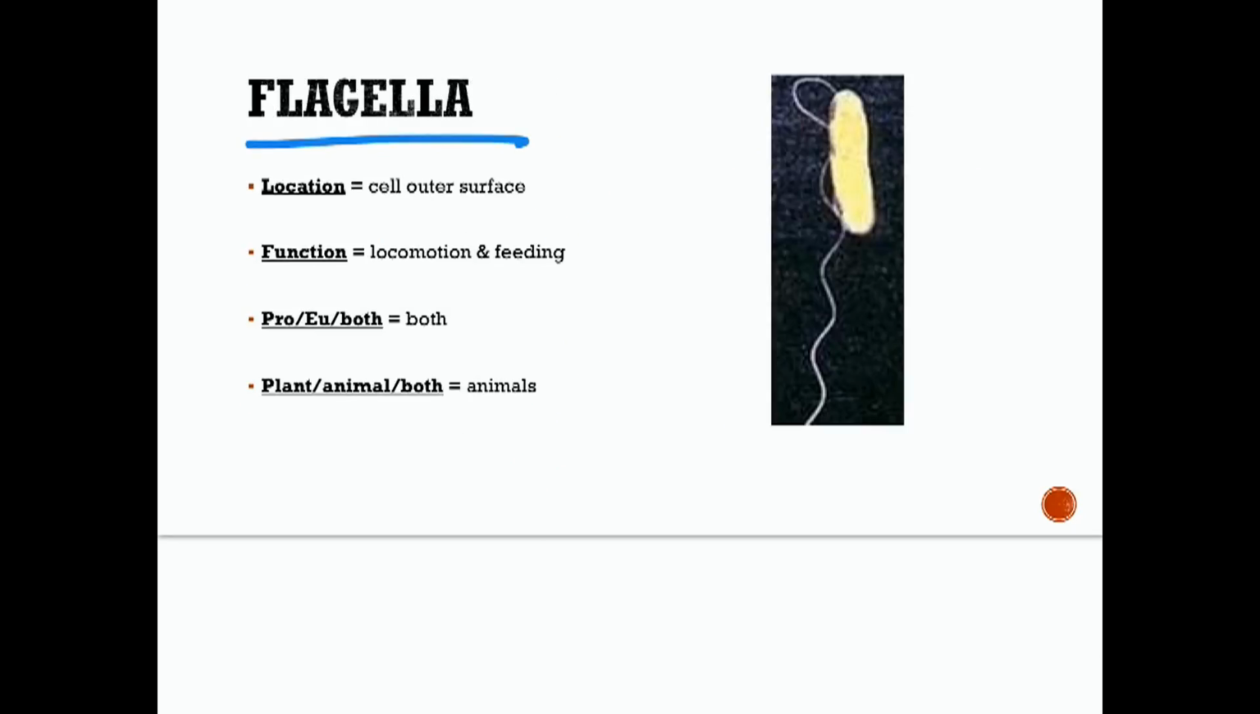The flagella, its location is on the cell outer surface. It's this long whip-like structure. Its function is for locomotion and feeding. It's like the cilia, but obviously a different structure. You're going to find it in both prokaryotic and eukaryotic cells, but just animals, not in plant cells.